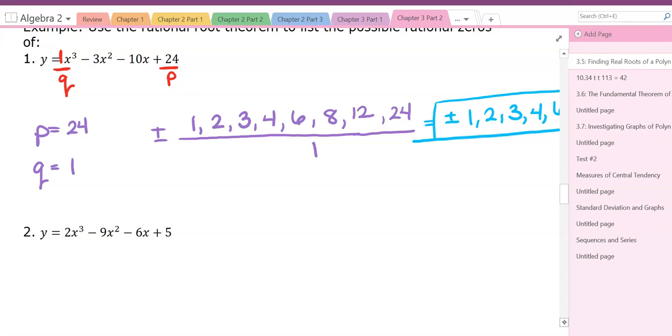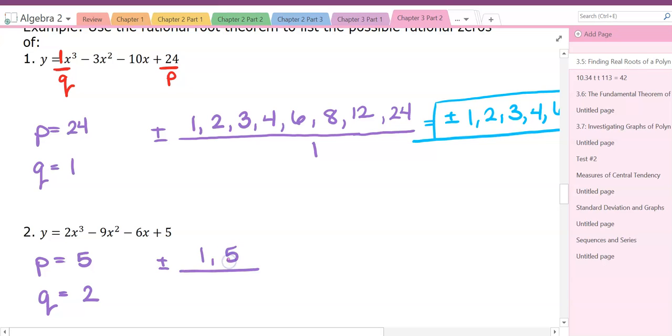So what's your P for this problem? What number's the P? Good. 5 is P. So Q is a what? A 2. Okay, what's the factors of 5? 1 and 5. What are the factors of 2?